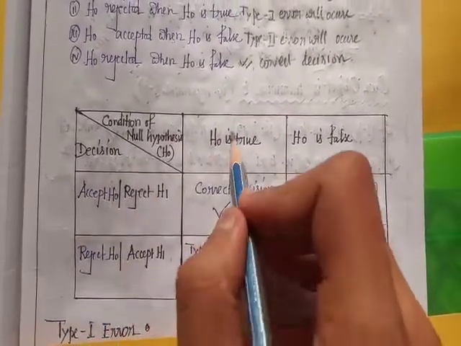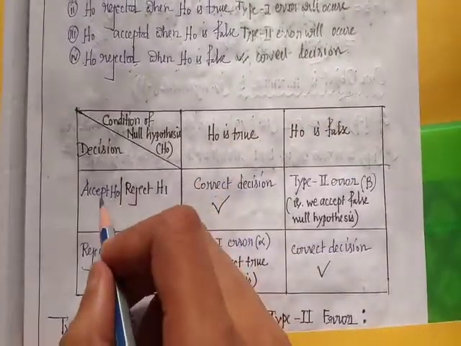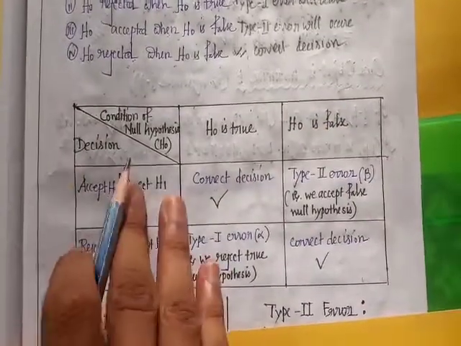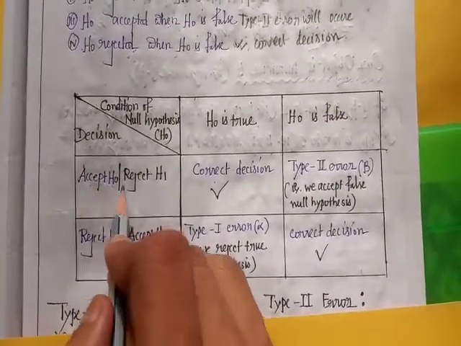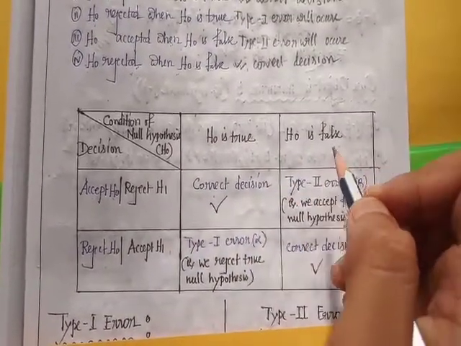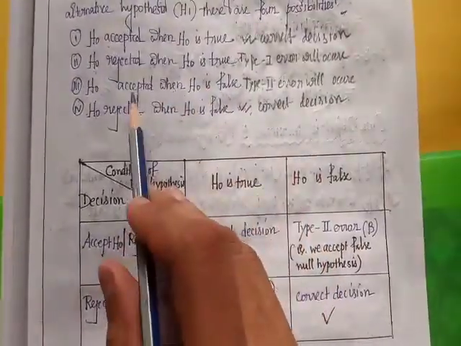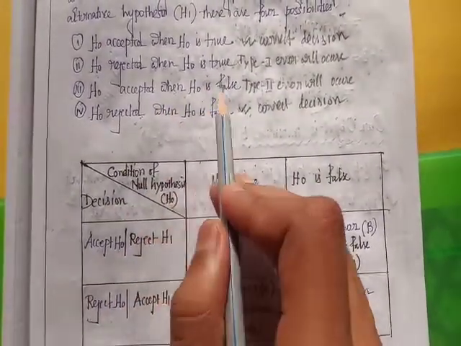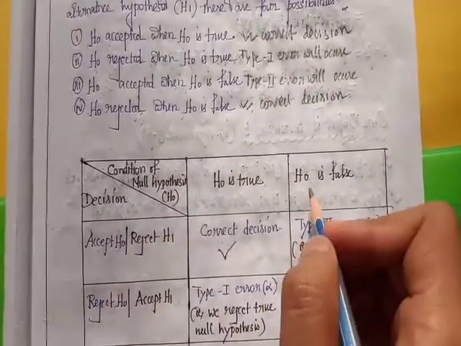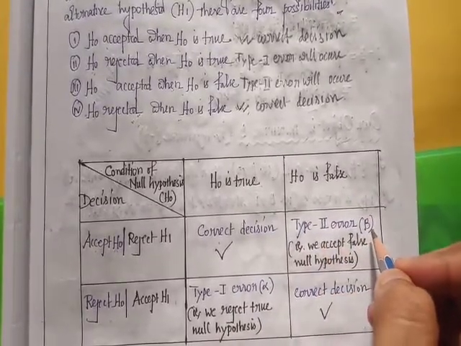So accept H0 when H0 is true. So this is a correct decision. Accept H0 when H0 is false. In this case, type 2 error will occur. We already discussed H0 accepted when H0 is false. So accept H0 but H0 is false. In this case, type 2 error will occur.